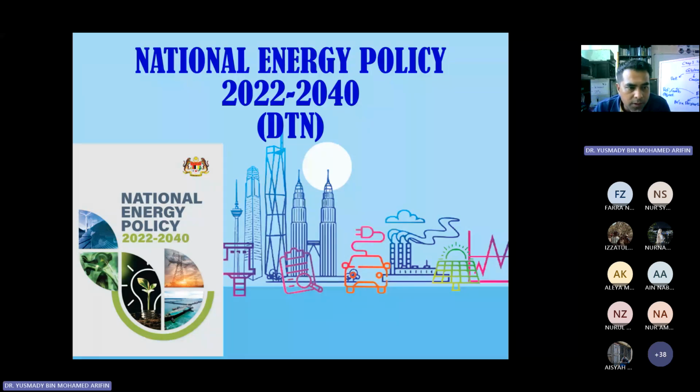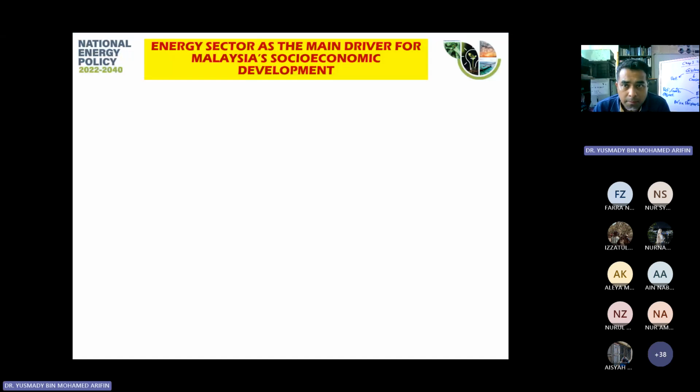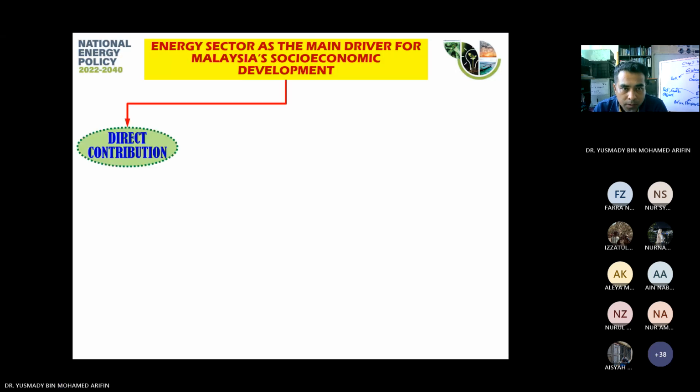So this document is available on the website, so you can download it and look into the detail. Okay, so the aim of this policy is to make the energy sector the main driver for Malaysia's socio-economic development. So this is the main goal of this policy.